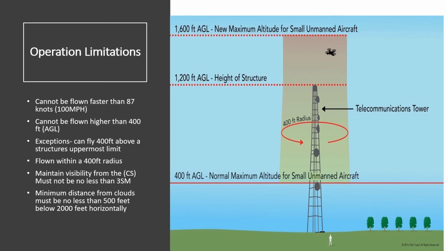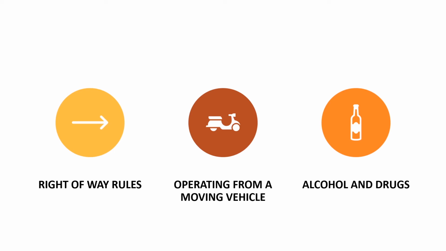Just like anything else, you need to maintain visibility. Cloud distance: you must maintain a minimum distance from clouds, no less than 500 feet below and 2,000 feet horizontally. So now we're going to cover right-of-way rules, operating from a moving vehicle, alcohol and drugs. With right-of-way rules, no person may operate a small unmanned aircraft in a manner that interferes with operations and traffic patterns of any airport, which you're not allowed to fly around the airport, so you shouldn't have a problem staying away from airports. The PIC is also responsible to maintain a clear and yield right-of-way to aircraft.